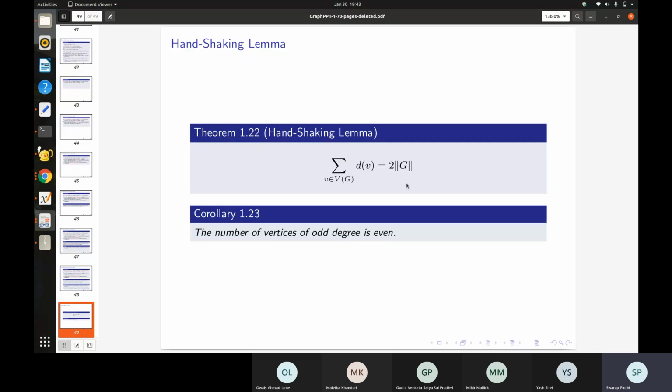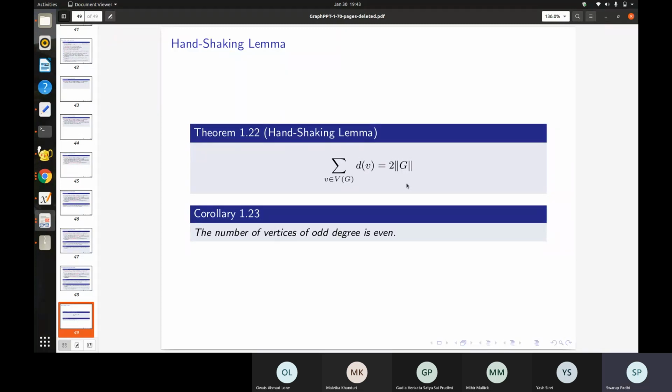And if that is not a loop, we definitely will count it twice because an edge will be incident with two different vertices and both of those vertices will contribute. The edge will be counted twice from those two vertices, and therefore the sum of degrees is equal to twice the number of edges in the graph. And obviously the corollary is very simple.